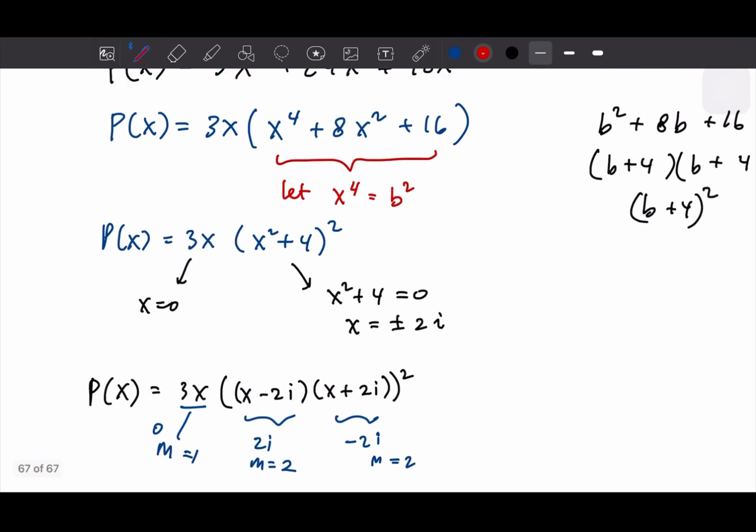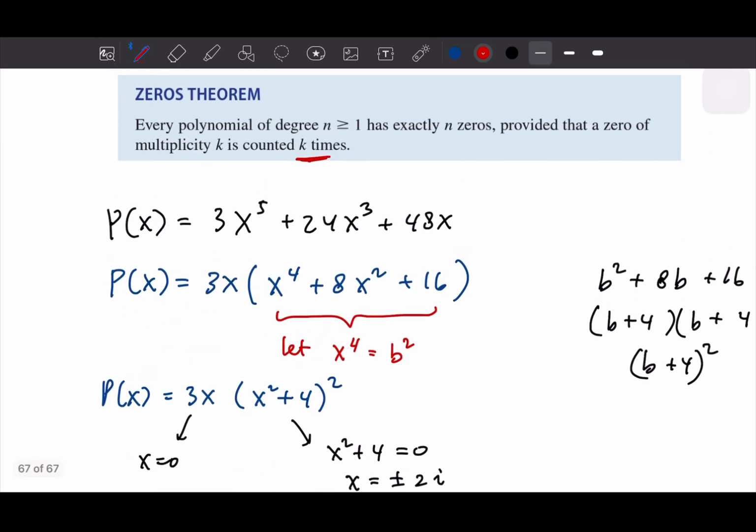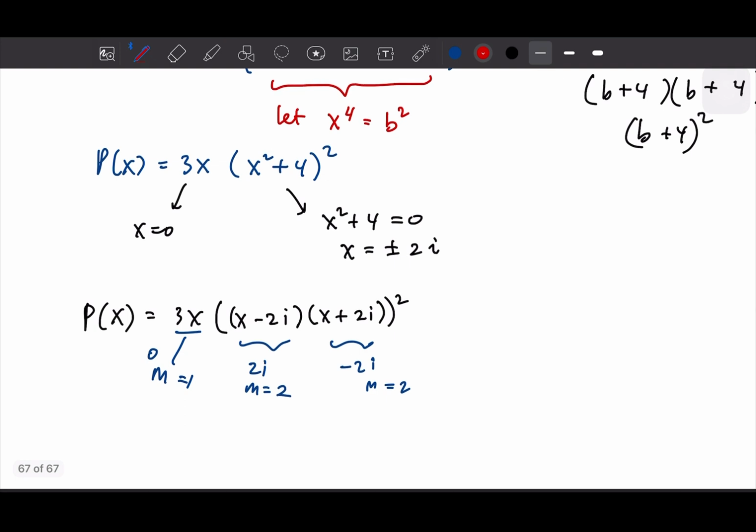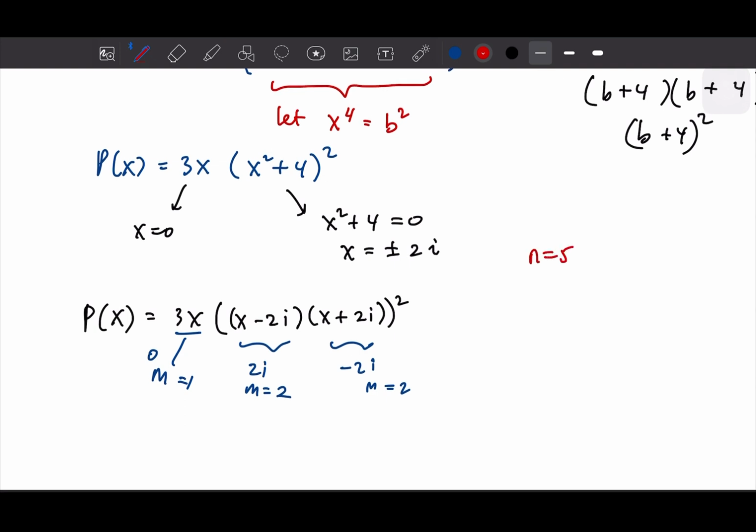So the polynomial is degree 5. Whenever we find a polynomial of degree 5, n equals 5, so we expect 5 zeros.